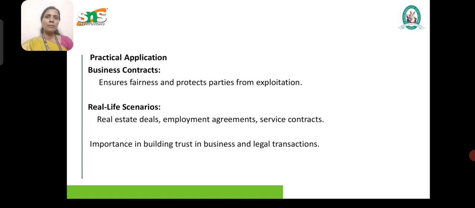Next one is real life scenarios. Real estate deals, employment agreements, service contracts, and importantly, building trust in business and legal transactions. These are all included in the valid ones.